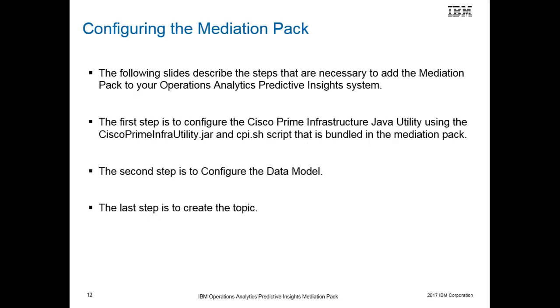The following slides describe the steps that are necessary to add the mediation pack to your Operations Analytics Predictive Insights environment. The first step is to configure the Cisco Prime Infrastructure Java utility using the Cisco Prime Infra utility.jar and cpi.sh script that is bundled in the mediation pack. The second step is to configure the data model. The last step will be to create the topic.